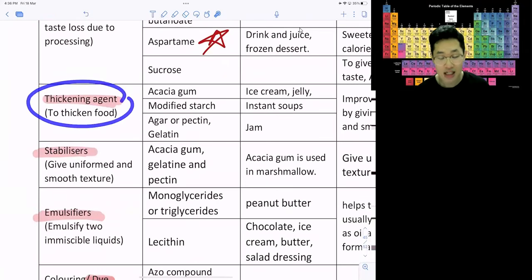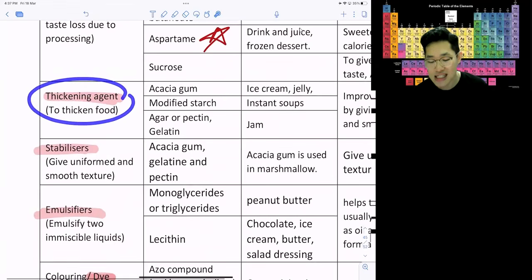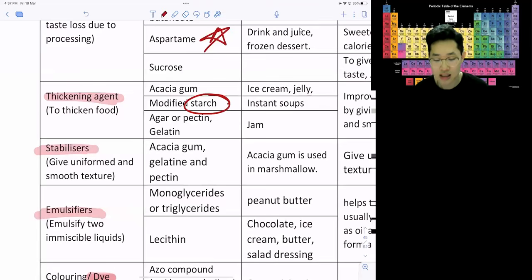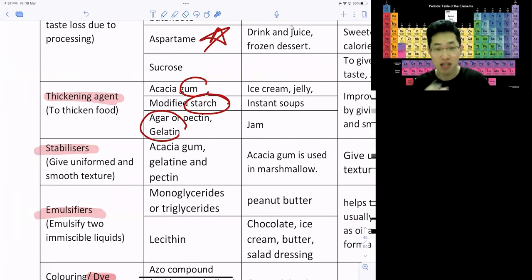Thickening agent, thicken the food, like what? Starch. Or gum. Agar, jelly, gelatin. So jelly, chewing gum, starch, which is pearl, the drinks you order from Tea Life, okay, it has pearl, then it has starch. So that is thickening agent.